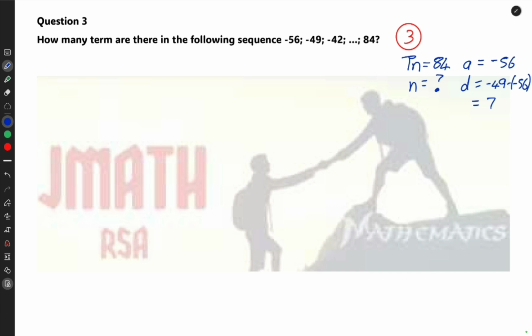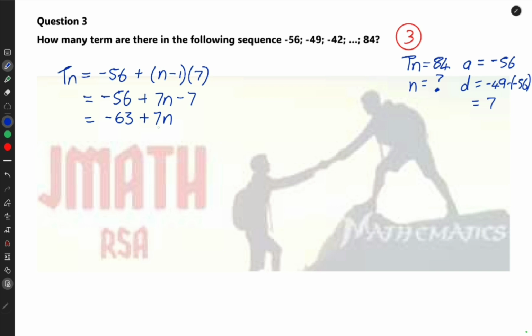Okay, so I'm first going to get my Tn formula. So Tn equals A plus n minus 1 d. And multiplying in there gives me 7n minus 7. And therefore that gives me -63 plus 7n. So that's my Tn formula.